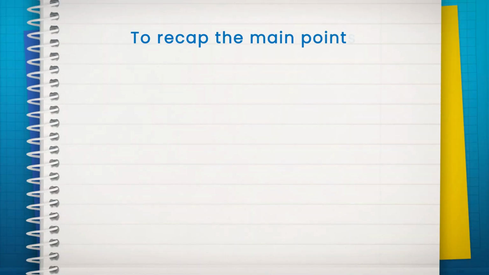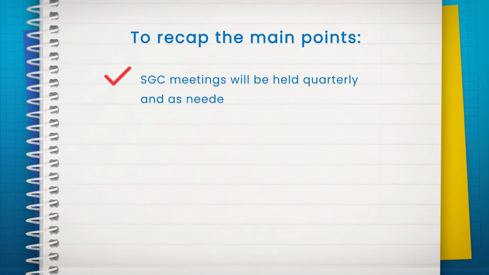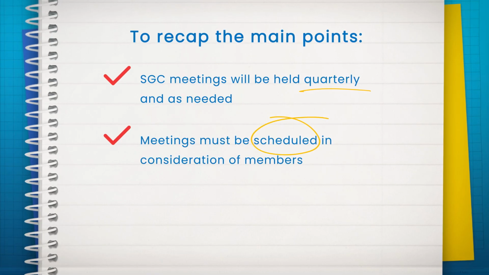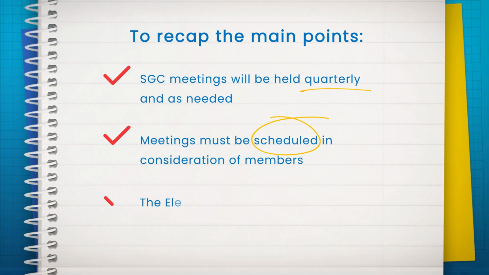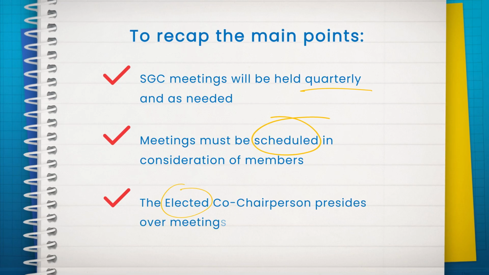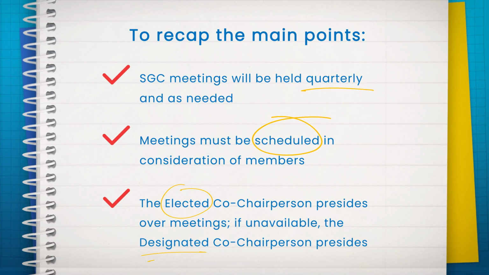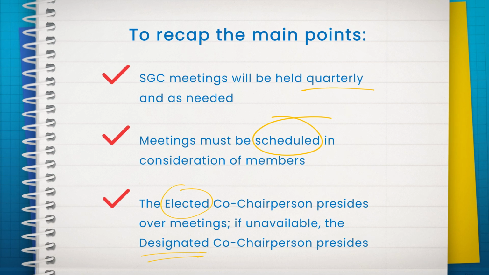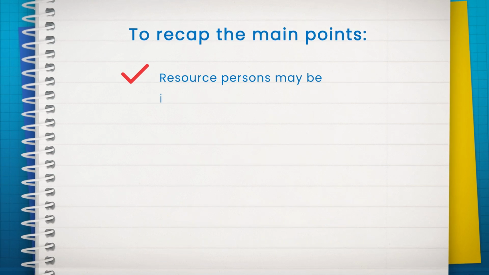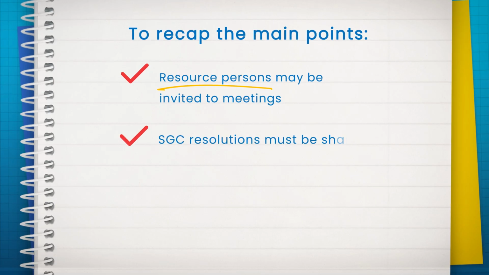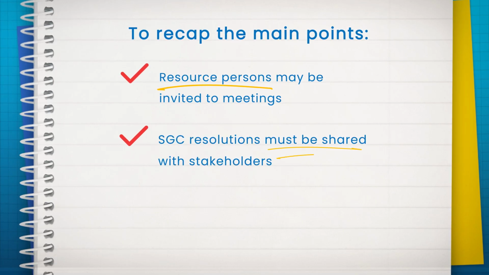To recap the main points of this episode, SGC meetings will be held quarterly at the minimum and as needed. Scheduling of meetings must consider the availability of members, especially of student representatives. The elected co-chairperson will preside over meetings. If he or she is unavailable, the designated co-chairperson will preside. Resource persons may be invited for added input during meetings. SGC resolutions must be shared with all stakeholders.